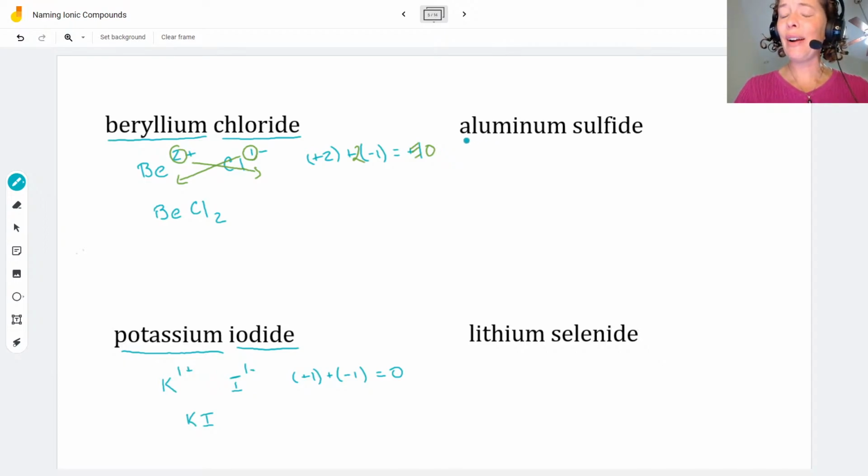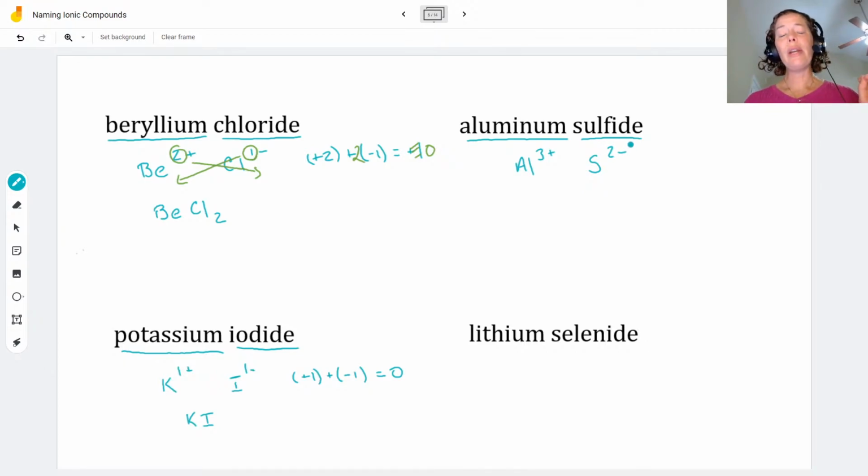Okay, we're almost there with these examples. Aluminum sulfide. So aluminum is Al. If you find it on your periodic table, it's actually more on the right-hand side. It has a charge of 3+ when it becomes an ion. And sulfide comes from sulfur. Again, you can find sulfur right under oxygen. When sulfur becomes an anion, it has a charge of -2.